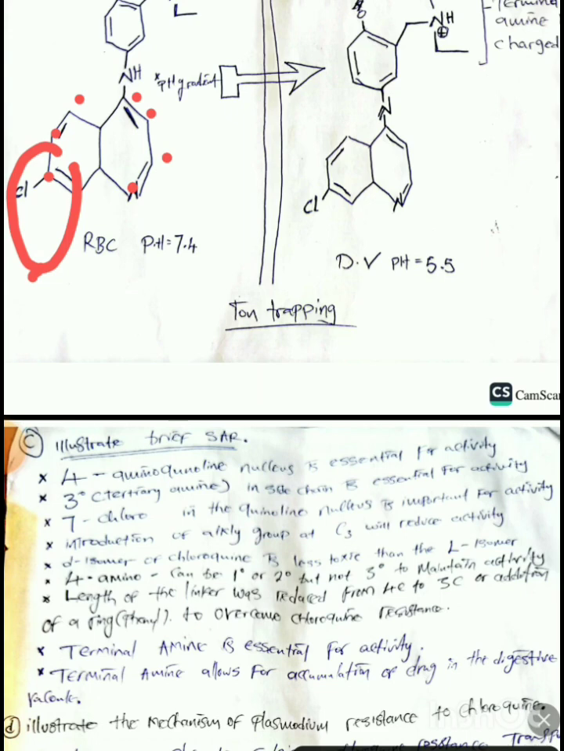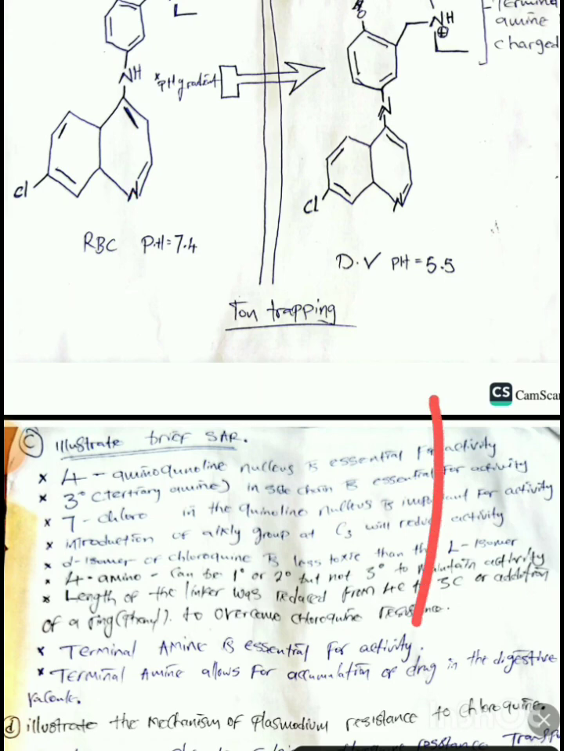So use of any other halogen can be permitted, but optimal activity is derived from chlorine. So chlorine yields optimal activity at the 7-chloro position, therefore is quite essential for activity.